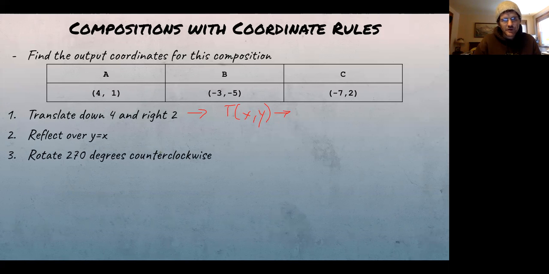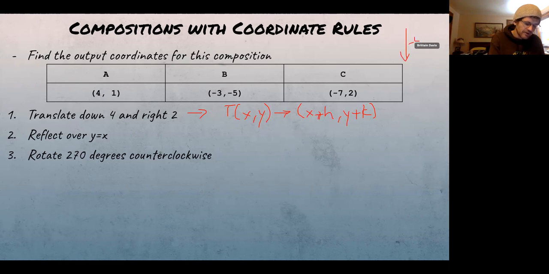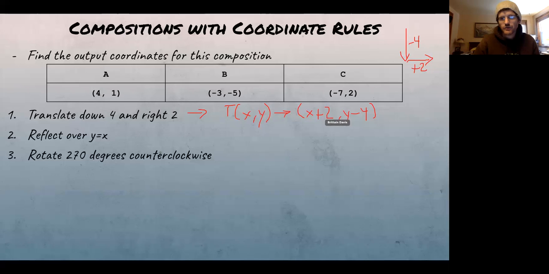It says translate down 4 and right 2. Now, your translation rule looks like this: x plus h, y plus k, and that's all it tells you. Well, now you need to put this in context. If it's asking me to go down 4, that's telling me to go negative 4 in the y direction. So it's not y plus k, it's actually going to be y minus 4. And then it tells me to go right 2. Well, that's plus 2 in the x direction. So it's not x plus h, it's actually going to be x plus 2. That's my translation formula. You do need to be aware of how to do that.